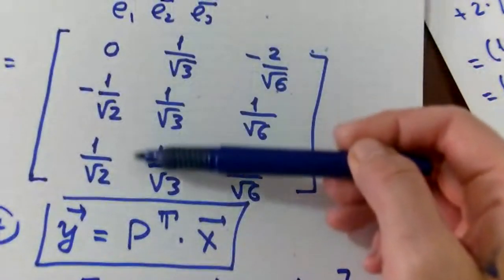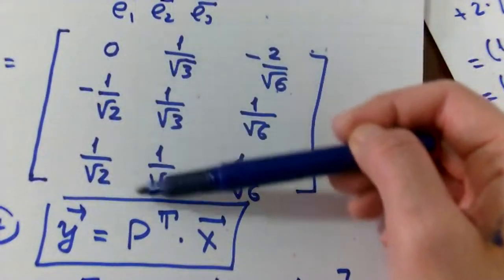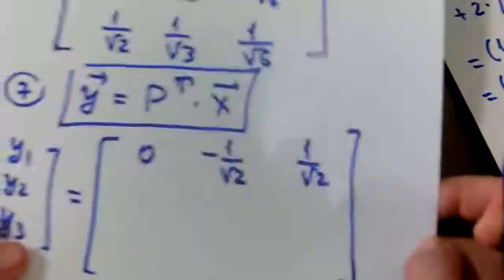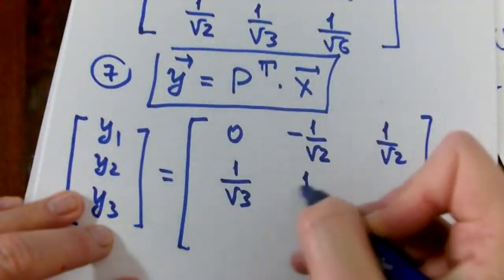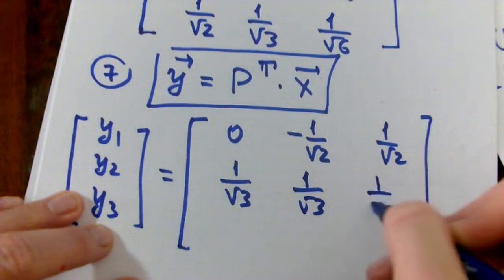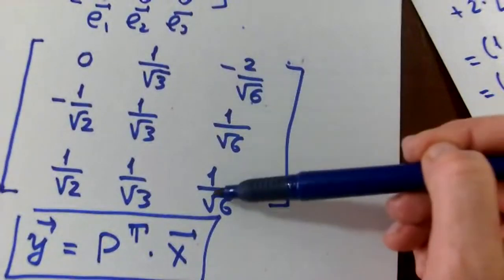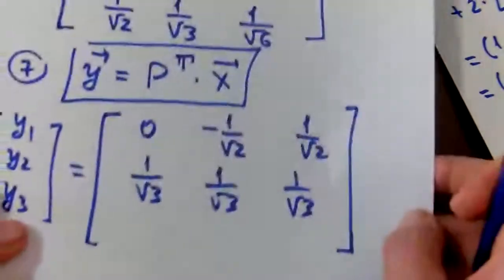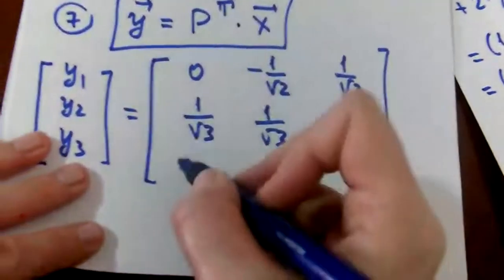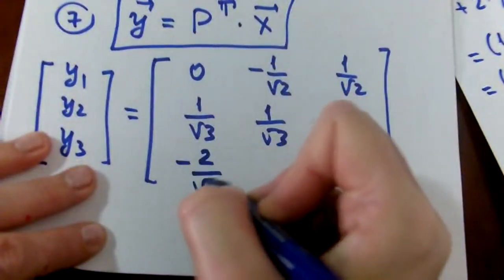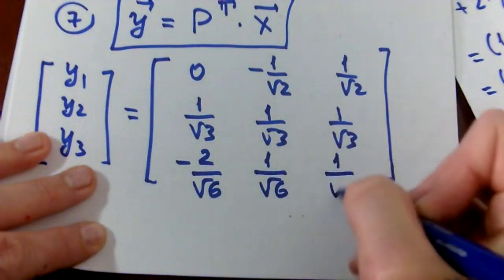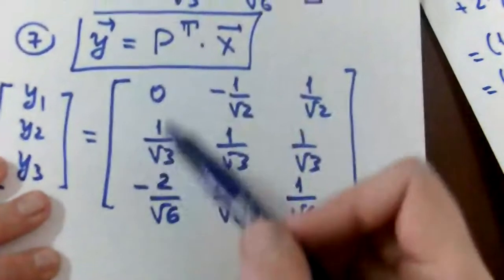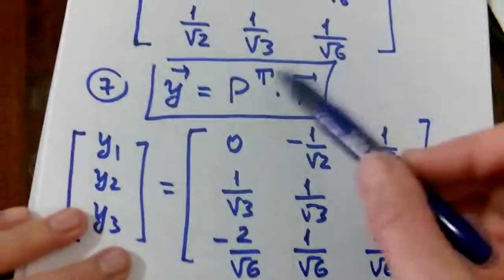Again, let's look at the second column. It will become the second row. Okay, let's write it here. 1 over square root of 3, the same, and the same. And finally, the last column was minus 2, 1, 1 over square root of 6. So it will become the third row. Minus 2 over square root of 6, 1 over square root of 6, and 1 over square root of 6. So this was P transpose, matrix P transpose.